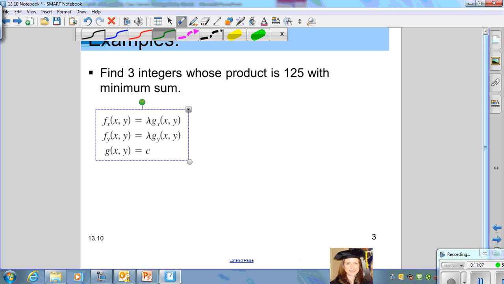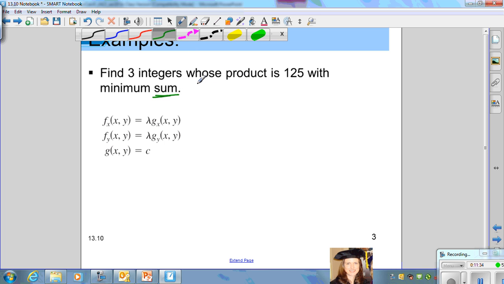Okay, for this last example, we want to find 3 integers whose product is 125 with a minimum sum. We're not given explicitly the 2 functions, the function we're trying to maximize and the constraint function, but we can certainly come up with that. So, all right, what we're trying to maximize or minimize here is the sum. The sum of 3 numbers.